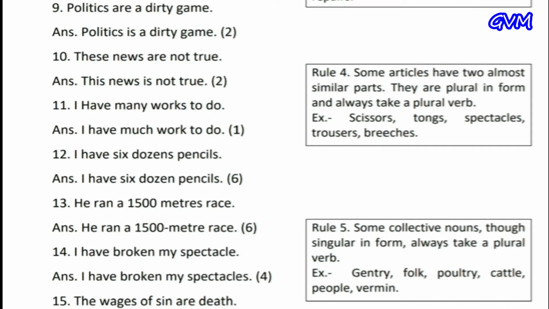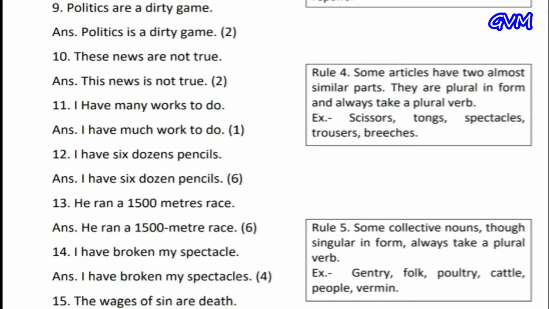12. "I have 6 dozens pencils," and the correct answer is "I have 6 dozen pencils." In this statement we use rule number 6. In rule number 6, a noun when put in the position of an adjective and having a number before it never takes the plural form. Next, "He ran a 1500-meters race," and the answer is "He ran a 1500-meter race." In this statement we also use rule number 6, which I explained in point number 12.